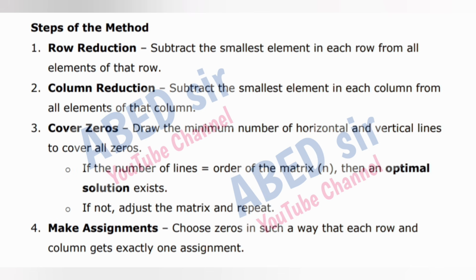If the number of lines is equal to order of the matrix n, then an optimal solution exists. If not, adjust the matrix and repeat. 4. Make assignments. Choose zeros in such a way that each row and column gets exactly one assignment.